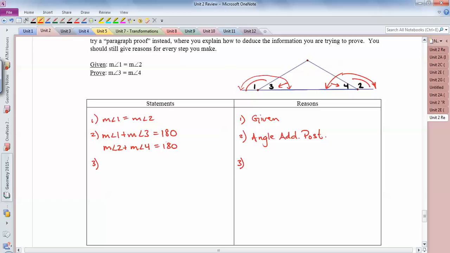Okay, well, we've done a lot of the proofs now where if two things are both 180, then the two things are equal to each other. So this thing and this thing should be equal. I'm just going to plug that in for the 180 right there. So I'm going to say M1 plus M3 equals M2 plus M4. And that's substitution. All right, we're replacing the 180 with something else that's equal to it.